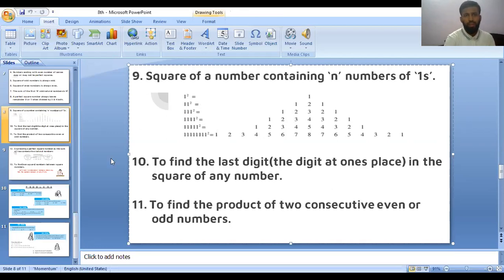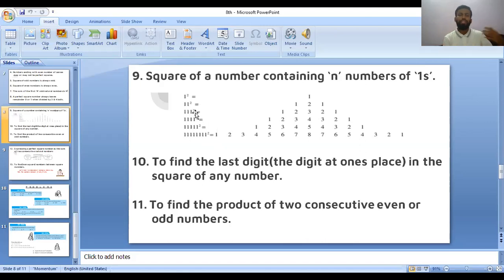What does this say? Property number 10 says, to find the last digit in the square of any number, just look at any of the examples. For example, I'm taking 111, 3 times 1, multiplied by 3 times 1. I'm taking any number. If I say 12 multiplied by 12, 25 multiplied by 25, 33 multiplied by 33, I just need to check, if I multiply 33 by 33, what will be the last digit of the answer?